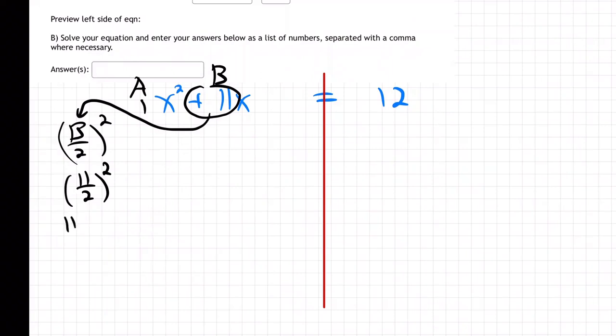So what does this mean? This means 11 over 2 times 11 over 2, right? Squared means 2 of them multiplied. So that means 11 times 11 on the top. You use your calculator if you need to. 121. 2 times 2 in the bottom, 4. See what I did there? I just left it as a fraction, squared the number on the top, squared the number on the bottom. 121 over 4.